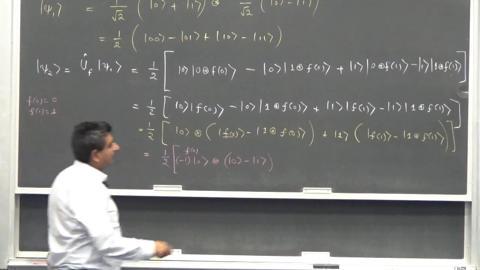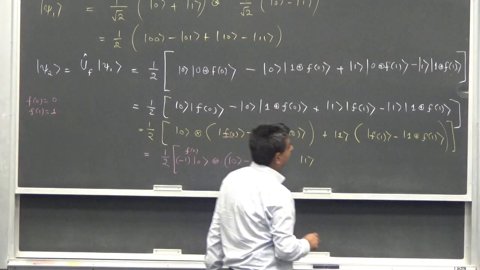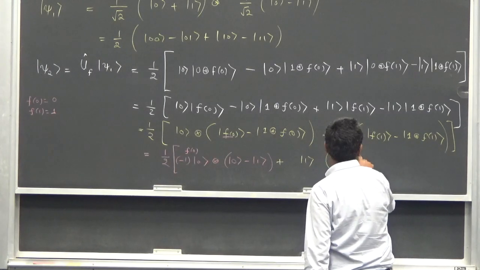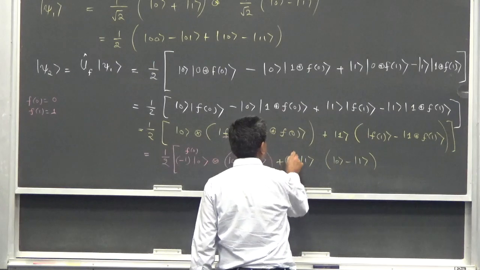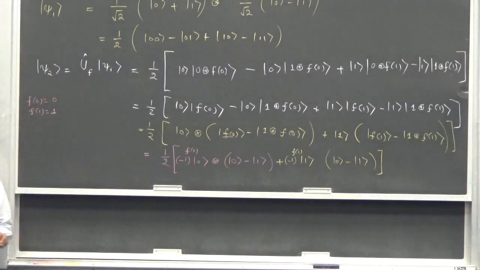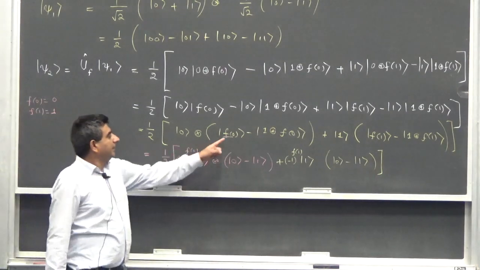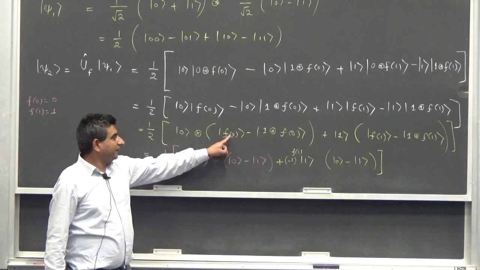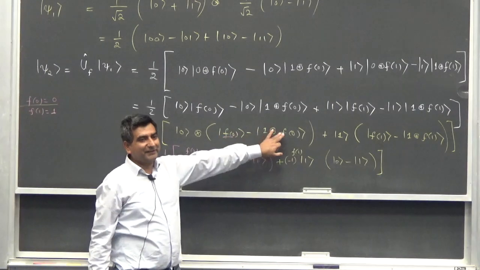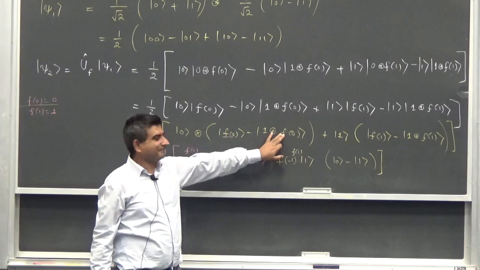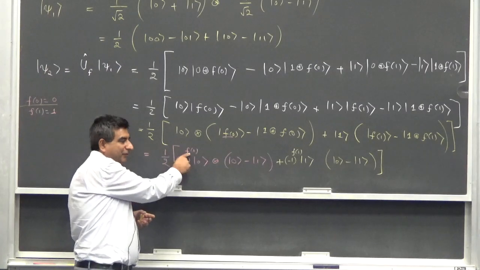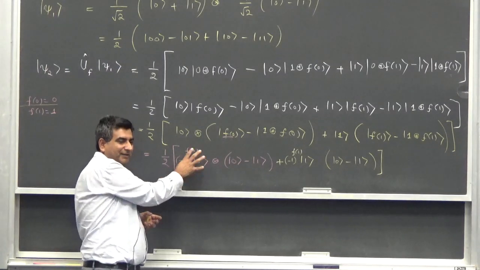Right? Plus |1⟩. This will be minus |1⟩ for f acting on 1. So what's happening here? This function could be 0. Suppose f(0) is 0, then this thing here is |0⟩ minus |1⟩, with a plus sign. That is (-1) raised to the power f(0). f(0) is 0, and (-1) raised to the power 0 is 1.